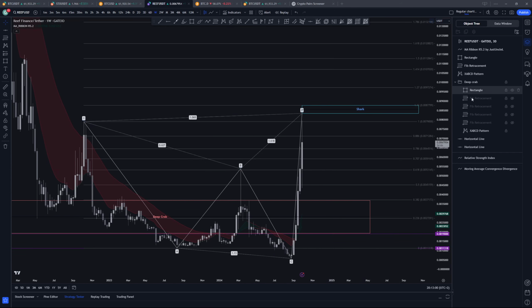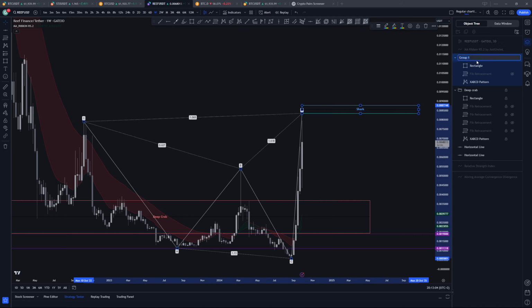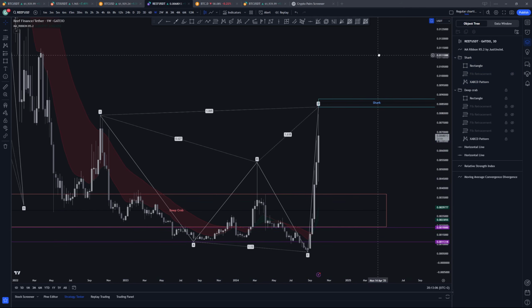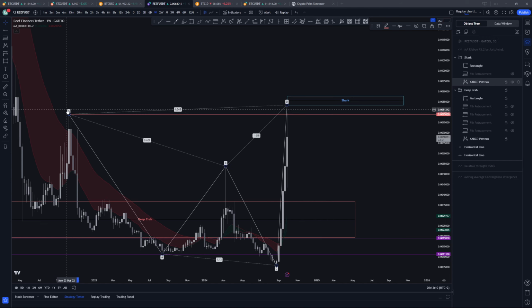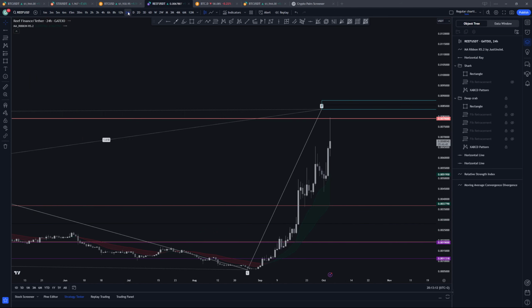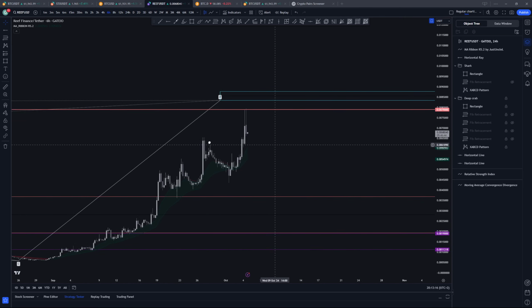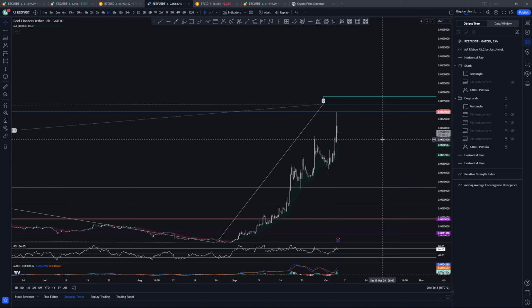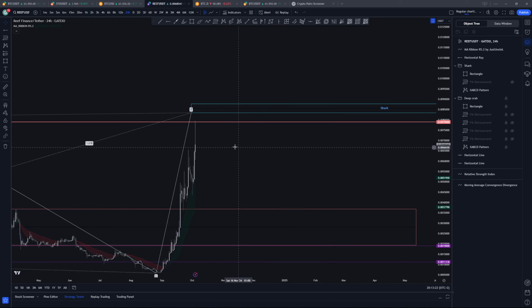Considering how we are reacting to this, let's put this in a group. Considering how we are reacting to this high over here, this seems to just be rejecting pretty hard. Yeah, this is rejecting really hard. There's a good chance that we don't actually get that shark, and that we actually just drop here.